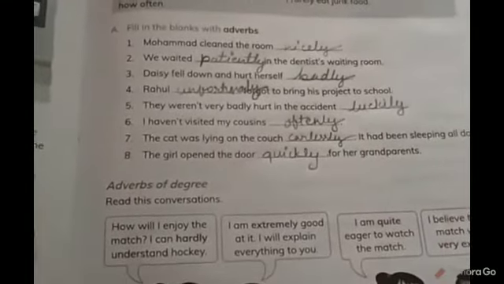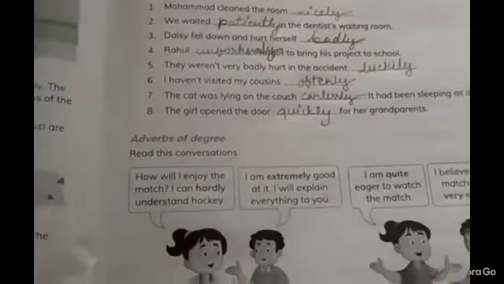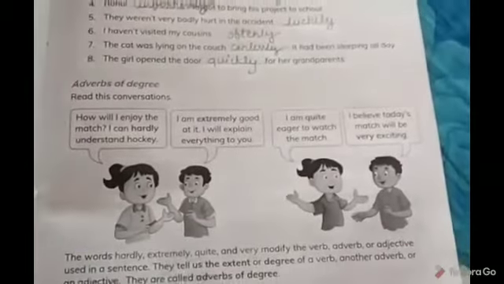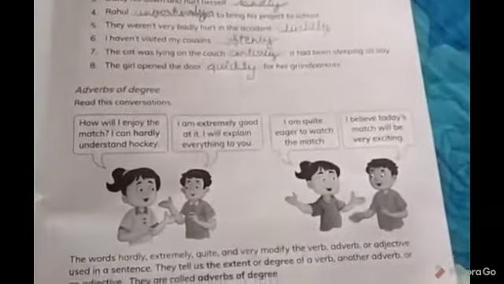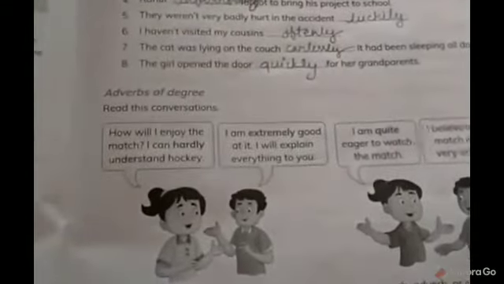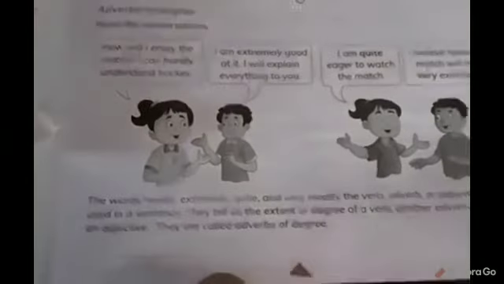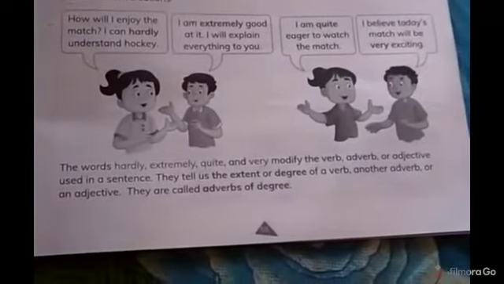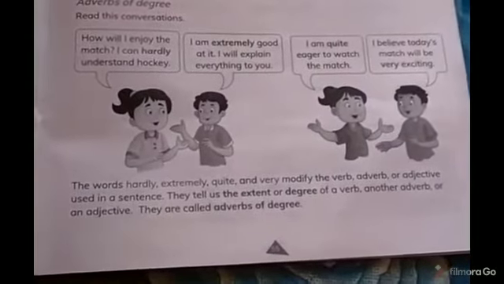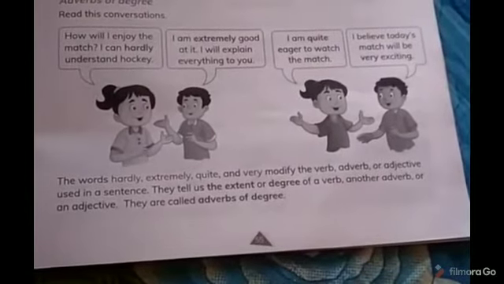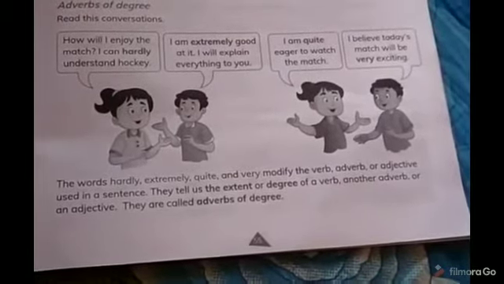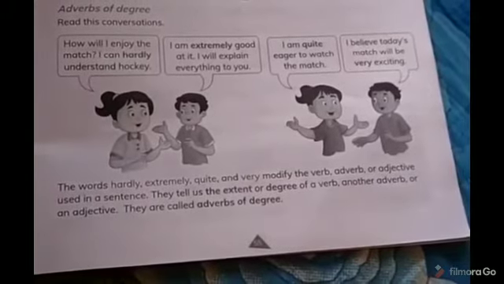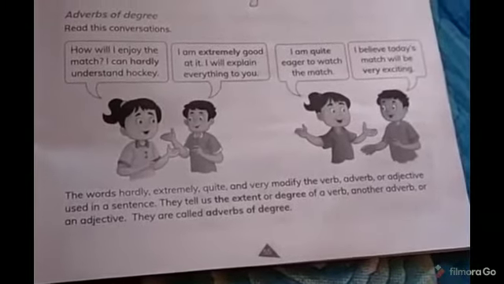Now we need to understand the uses of adverbs of degree. So adverbs of degree, students, read this conversation. These are conversations, as you can see here, a boy and a girl talking and discussing something. If you read these statements, you will have some ideas about it. So move along, and I would say the words hardly, extremely, quite and very modify the verb, adverb or adjective used in a sentence. They tell us the exact extent or degree of a verb, another adverb or an adjective. So they are called adverbs of degree.